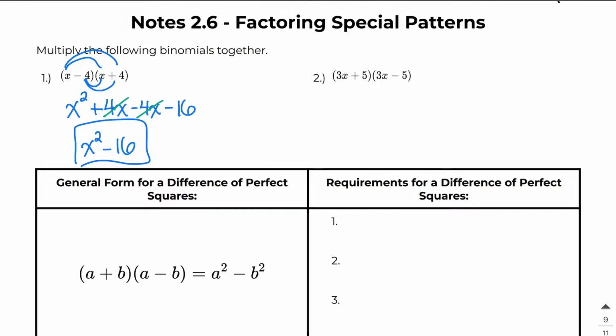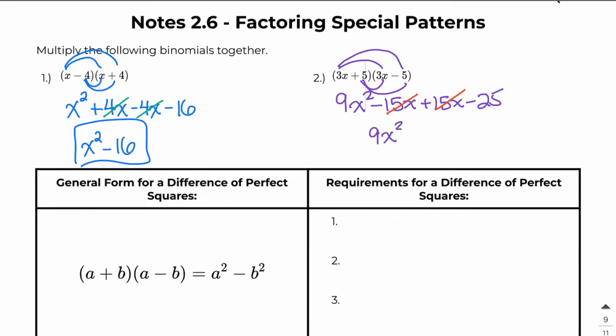The next example, let's go ahead and do this one using FOIL as well. So 3x times 3x, 3 times 3 is 9. I get 9x squared. X times x is x squared. 3x times negative 5 is negative 15x. Positive 5 times 3x is positive 15x. And then 5 times negative 5 is negative 25. Again, the minus 15x and the positive 15x cancel each other out. So I end up with 9x squared minus 25.